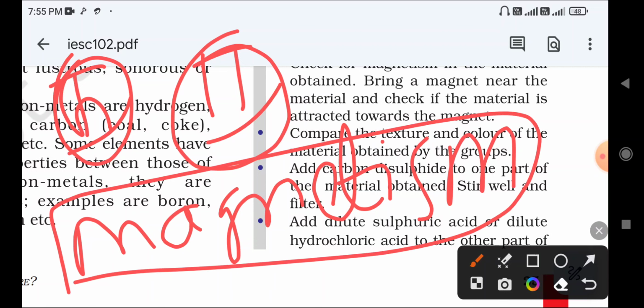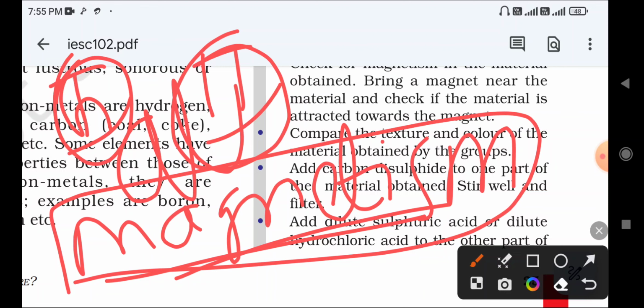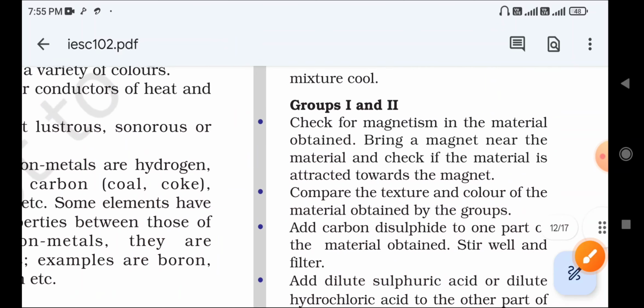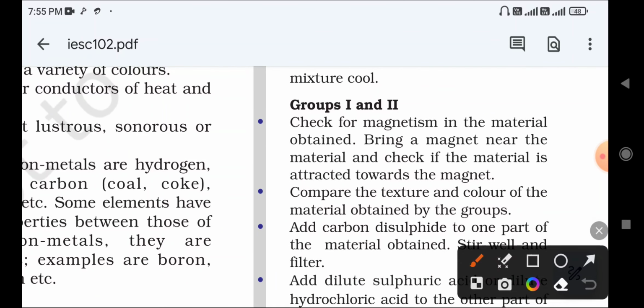And if you take a magnet and place it near iron materials, the iron will suddenly be attracted towards the magnet, correct? This is called magnetism. Magnetism means an attractive property, or attraction property. Understood? So check for magnetism in the material obtained.